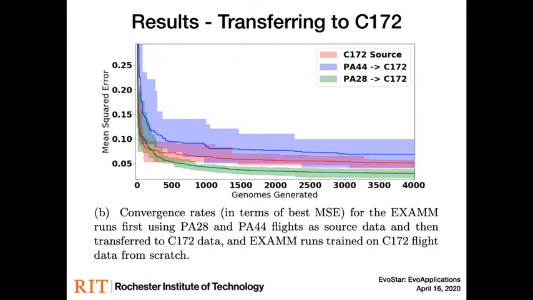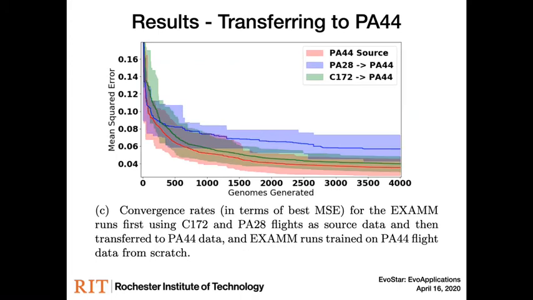Transferring from the PA-44 to the C-172 didn't seem to do particularly well at all. But transferring from the PA-28 to the C-172, and these are both single engine aircraft, seemed to perform quite well. And the last group is transferring from the single engine aircraft to the dual engine aircraft, and that did not work particularly well at all. But it makes sense given the significant differences between the 2 data sets.